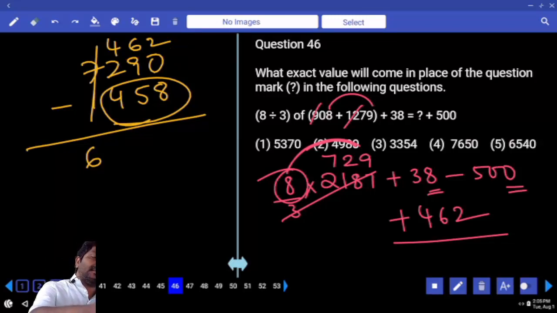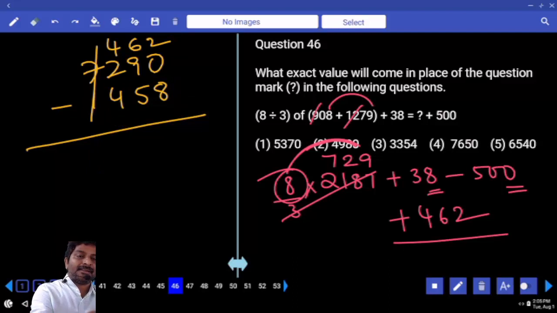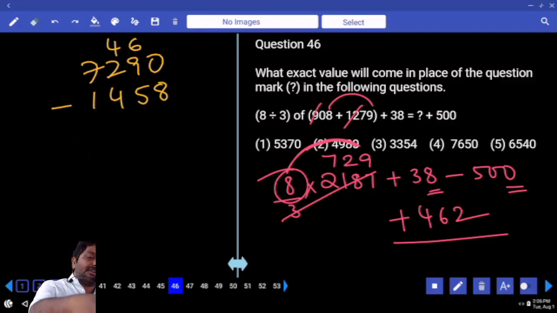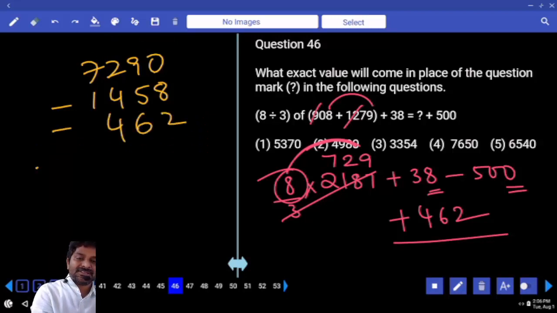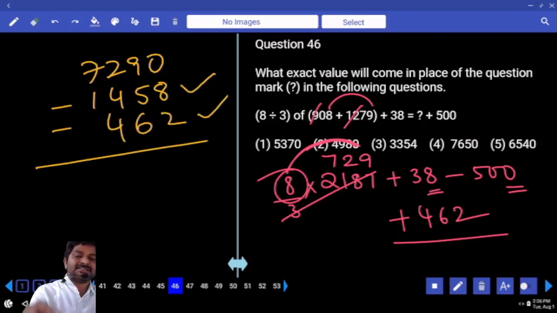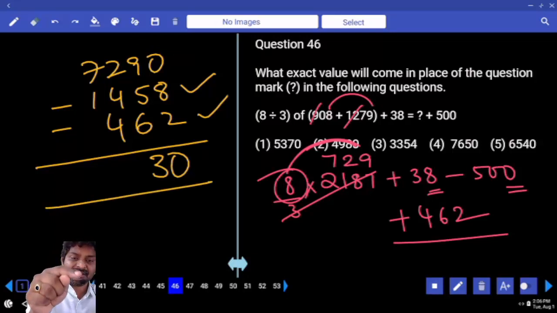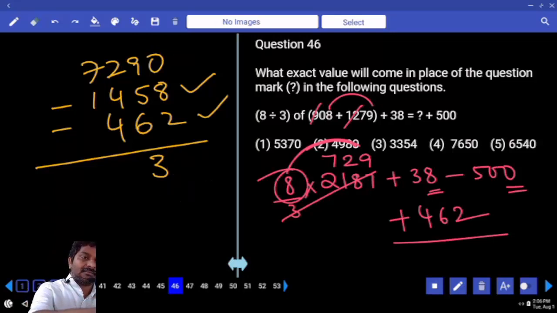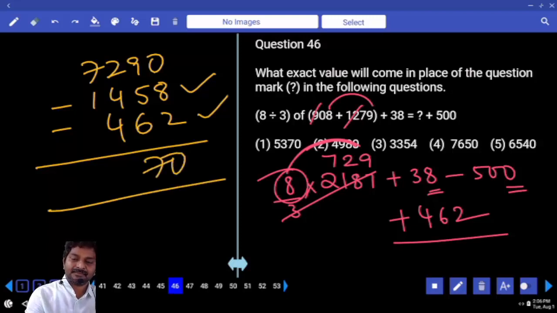Right, as this is minus, fine. If it is minus, you don't have to write like this. Minus 462. 5862. Subtracted from 90. 90 minus what? 90 minus answer ends with.